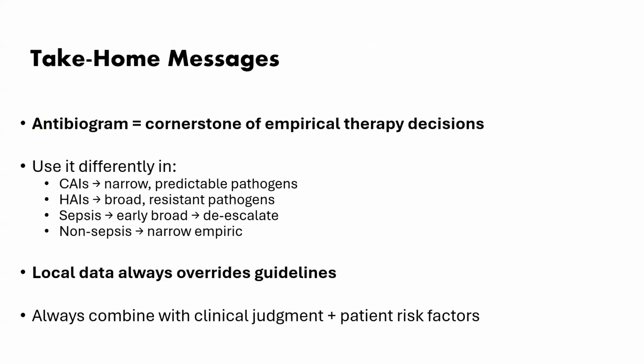The take-home message: the antibiogram is a cornerstone for the empirical therapy decision. You can respond differently in community-acquired infection: use narrow therapy for predictable pathogens. For hospital-acquired infection, usually use broad therapy for resistant pathogens. For sepsis, you will provide an early broad spectrum and then de-escalate based on the culture. For non-sepsis, usually narrow the empirical therapy. Usually, the local data override guidelines in case of hospital-acquired infection, not community-acquired infection. Always combine your clinical judgment and the patient risk factors with the antibiogram data. Don't rely only on the antibiogram and forget to monitor your patient risk factors or clinical judgment.